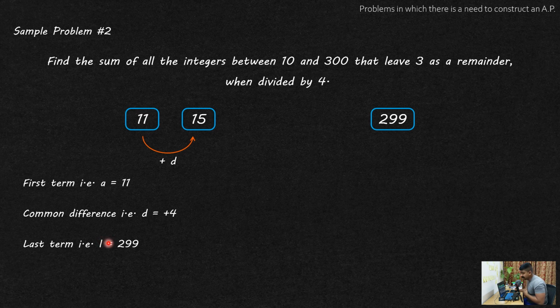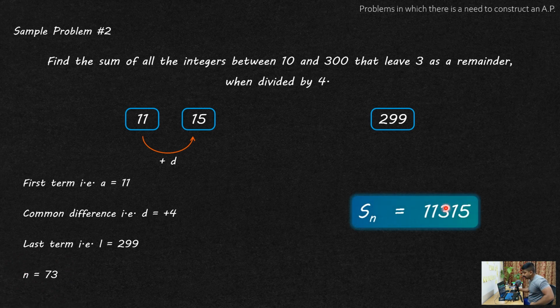So here the first term is 11, common difference is plus 4, and last term is 299. And using the formula of last term equals a plus n minus 1 into d, we can simply find the value of n. That will come out to be equal to 73. So the sum of first n terms, or sum of all the terms of this AP, which is actually S73, is equal to 11315. I hope you got this correct.